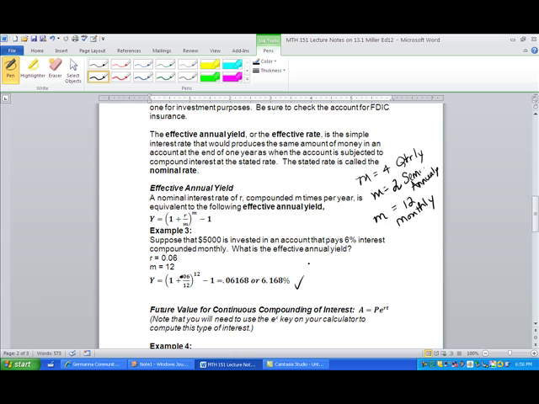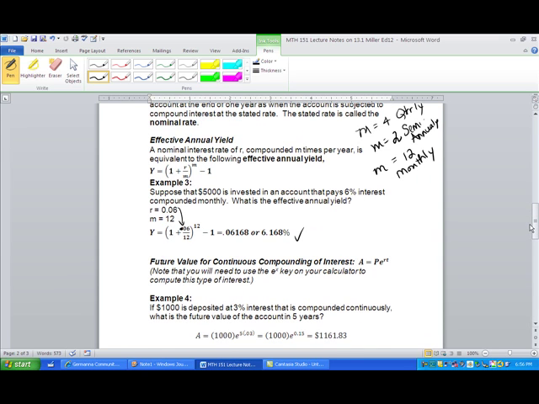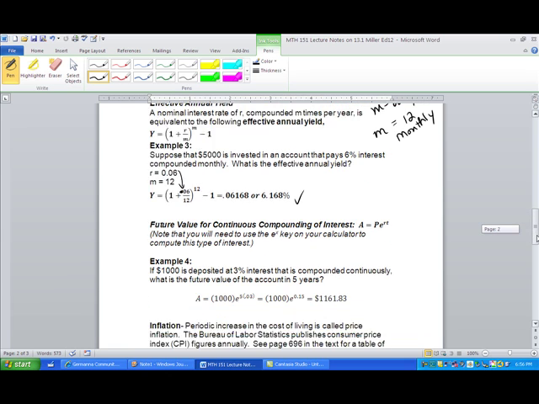Okay, so you do want to make sure you have a 0.06 here. All right, so that's what goes there. So if you want to compare two different accounts which are compounded, they have different rates and they have different number of times that they're compounded per year, the effective annual yield will give you a way to make that comparison.